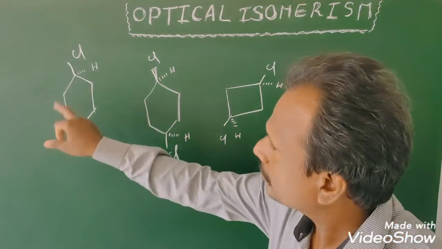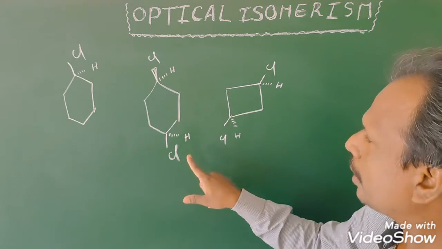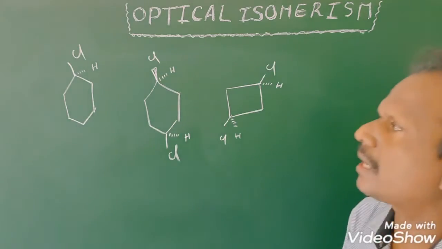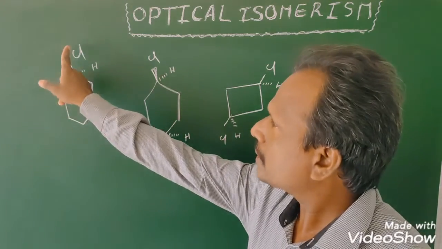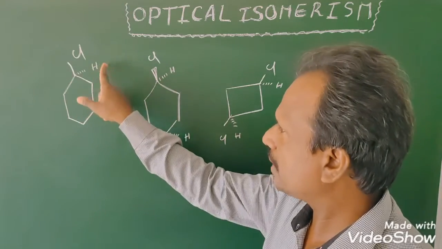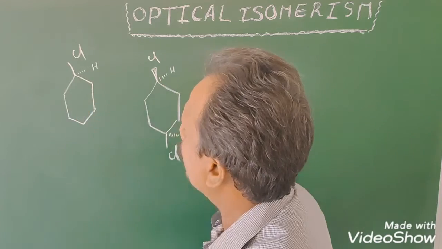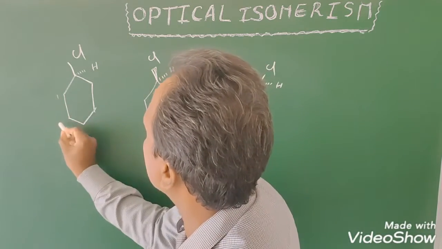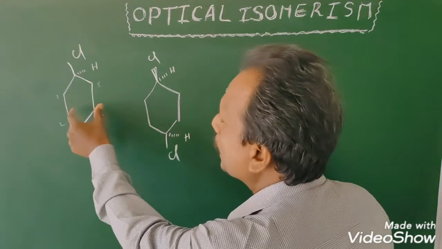This is chlorocyclohexane, and this is 1,4-dichlorocyclohexane. These compounds do not contain a chiral carbon. It is an sp3 carbon, but this carbon does not contain 4 different groups. One group is chlorine, another is H. They are different, but the third group and the fourth group are the same. The third group is 1, 2, 3, 4, 5, a pentenyl group.